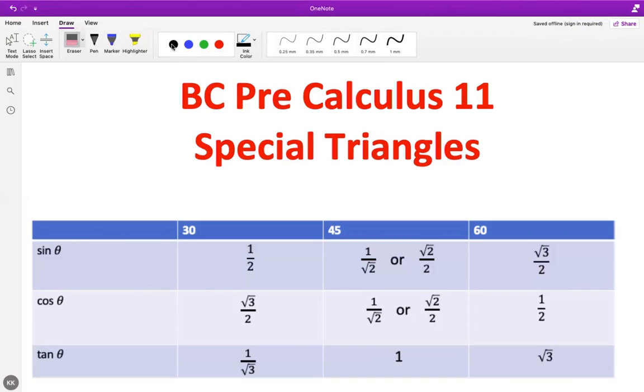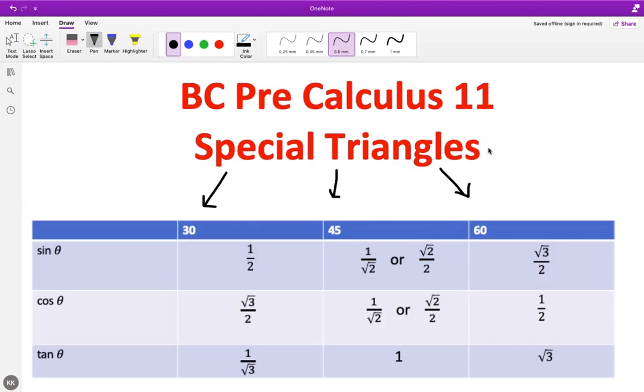So basically, in this video we are going to talk about special triangles. What do we actually mean by special triangles? A special triangle is any right triangle which contains the angles 30 degrees, 45 degrees, and 60 degrees. If a right triangle has these angles, we call it a special triangle.